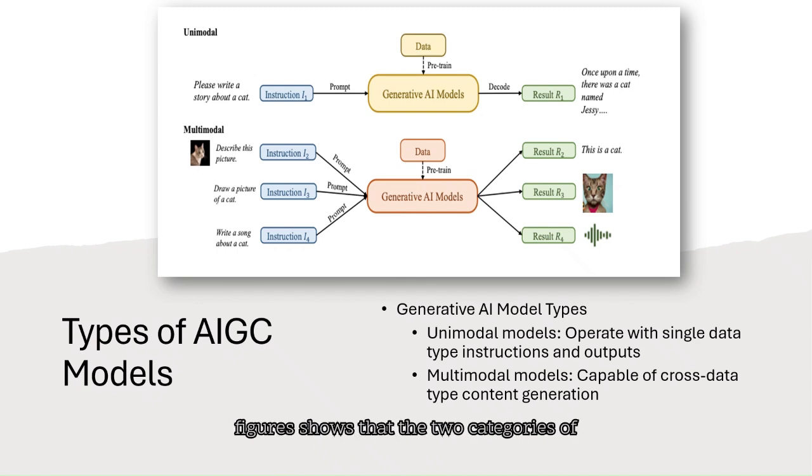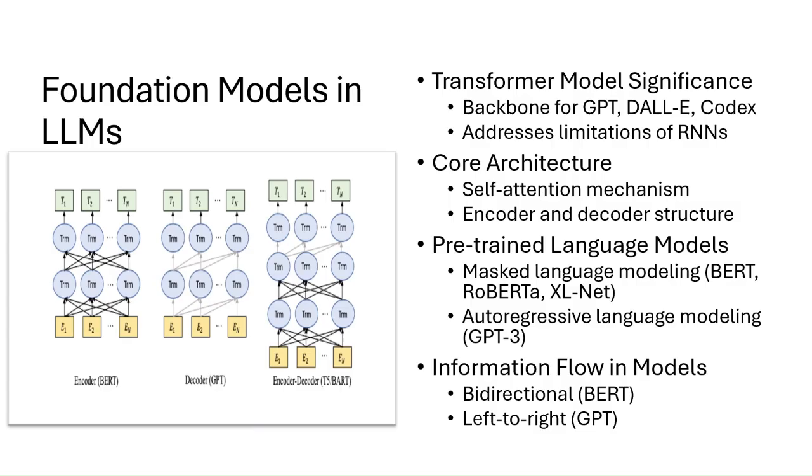The following figure shows the two categories of these models. Above, in unimodal, we can see that we have given one instruction, and in multimodal we have given multiple instructions to generate the content with the help of the prompts. But if you look at the result in both scenarios, in multimodal, though the instructions are many, it is generating a single output, which is the cat. Now we'll be focusing on the foundation model of these LLMs.